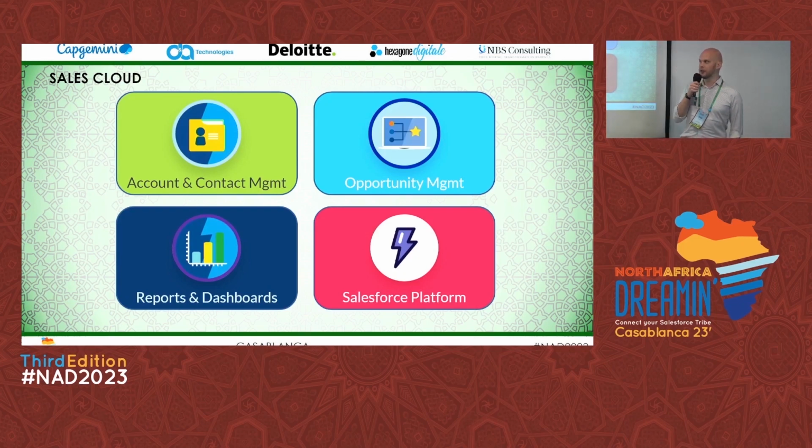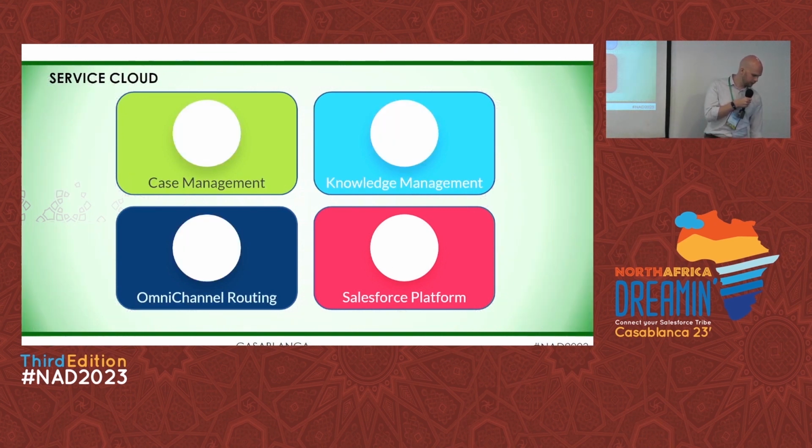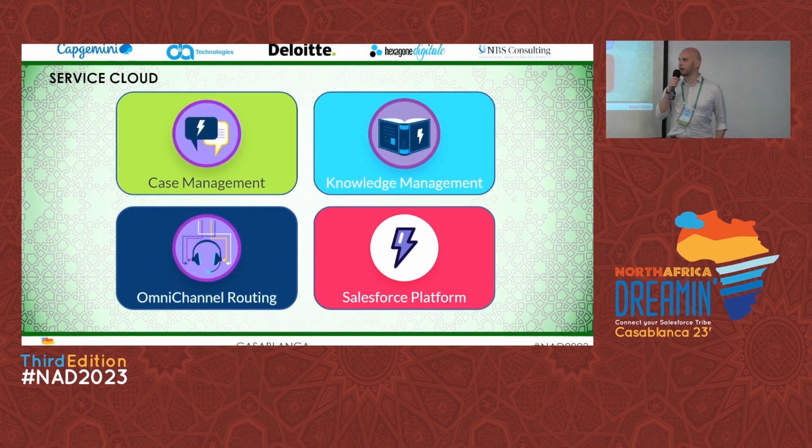If we think about Sales Cloud, the things that come to mind for me are the different functional modules within Sales Cloud. We have account and contact management, opportunity management, reports and dashboards, and then it's all built on the Salesforce platform. If we look at Service Cloud, again, a bunch of different modules make up Service Cloud. There's case management, knowledge management, omni-channel routing, and the Salesforce platform. So maybe you're starting to see a bit of a pattern here: we have these different functional modules, and it's all built on top of the Salesforce platform.